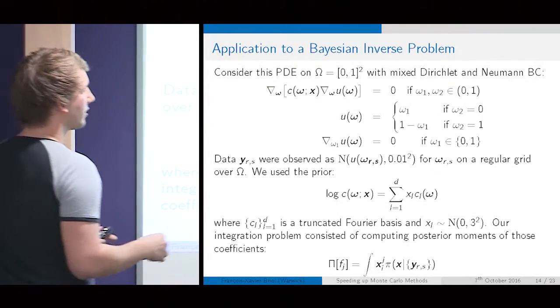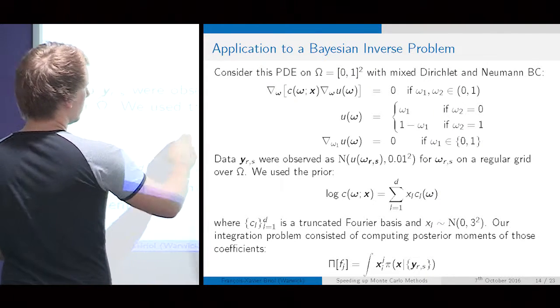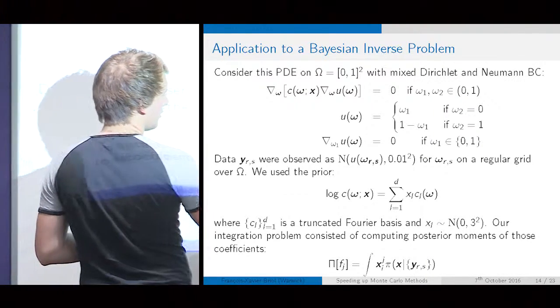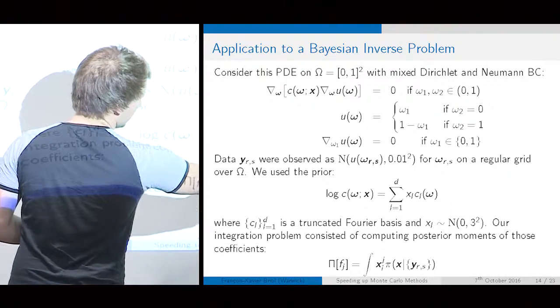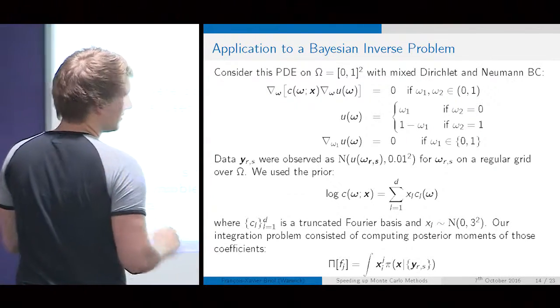So one thing that I can do, I can put a prior on this, and it's going to be a log normal prior that I've truncated at some point. So this is just a Fourier basis expansion.